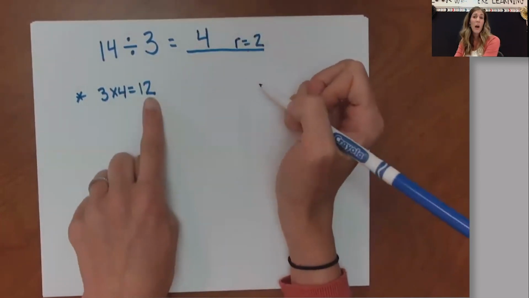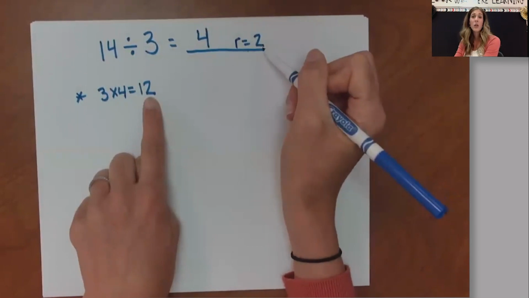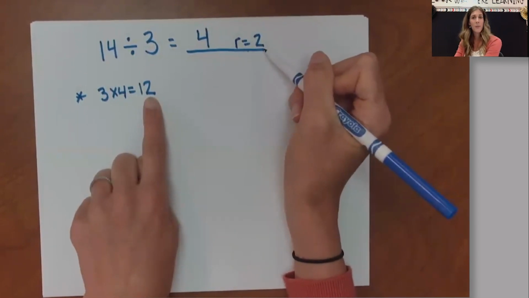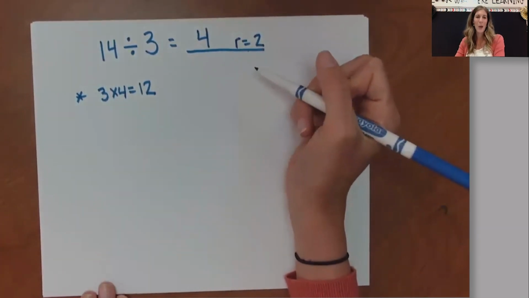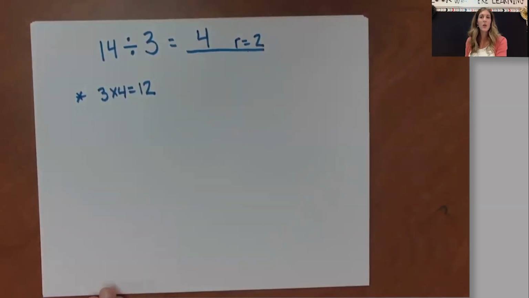We only use 12 of the students. There's still 2 students left who need a job. And I'm sure the principal will find something helpful for them to do. Okay, let's do one more. You do it on your own, and then we'll check it together.